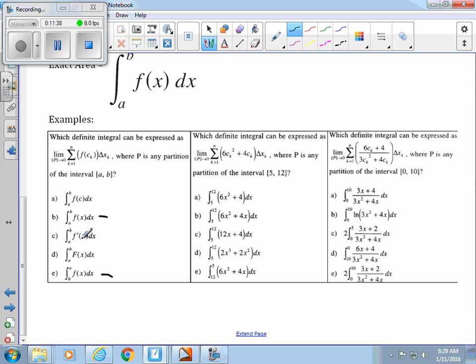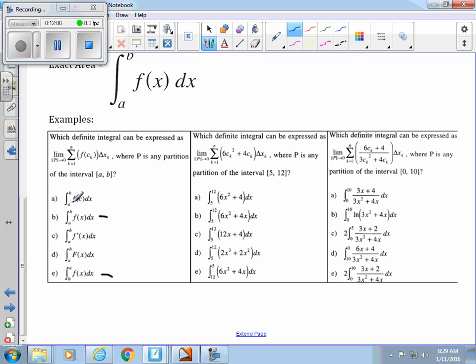This one says f prime. My summation didn't have a prime in it, so it's not going to be a prime. My summation didn't have a capital F in it, so it's not going to be a capital F. It's whatever that function is. That's the height of each rectangle. I got that from the function. So f of c would be a constant, and we don't want to replace a function with a constant.